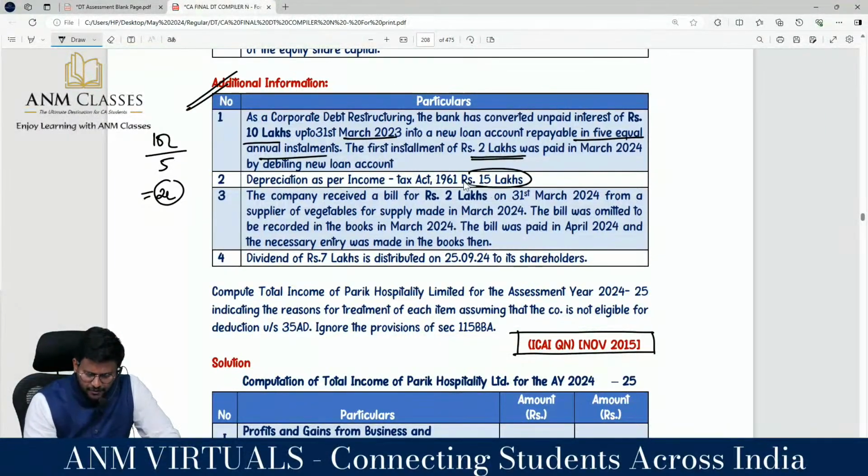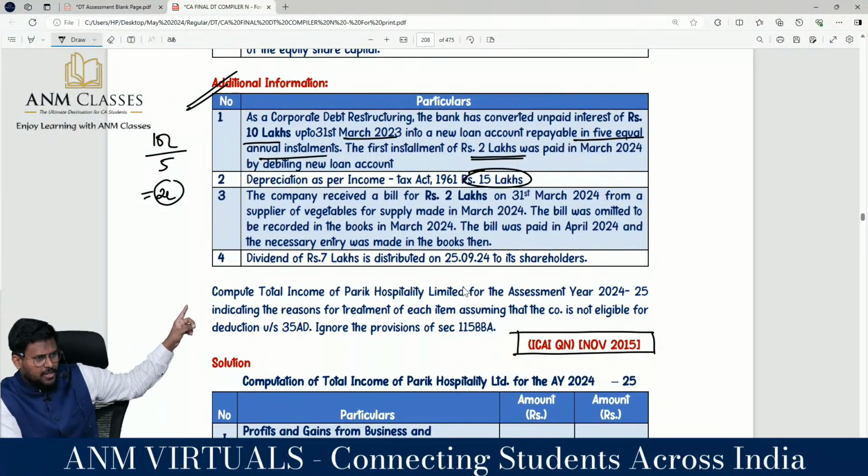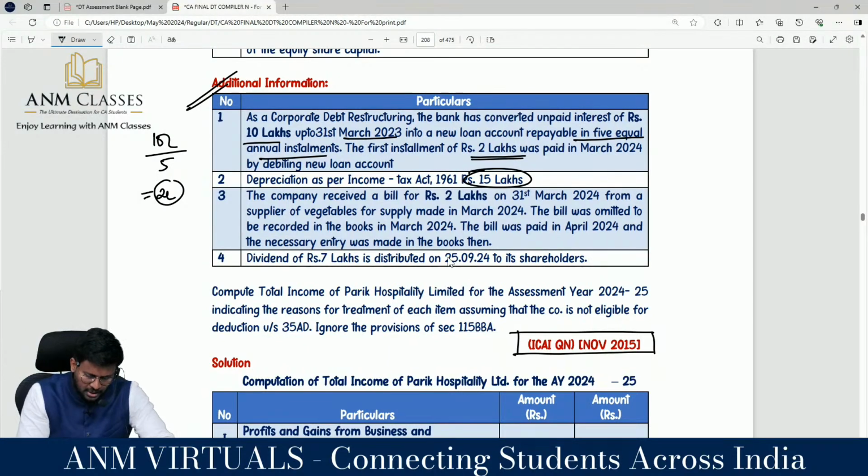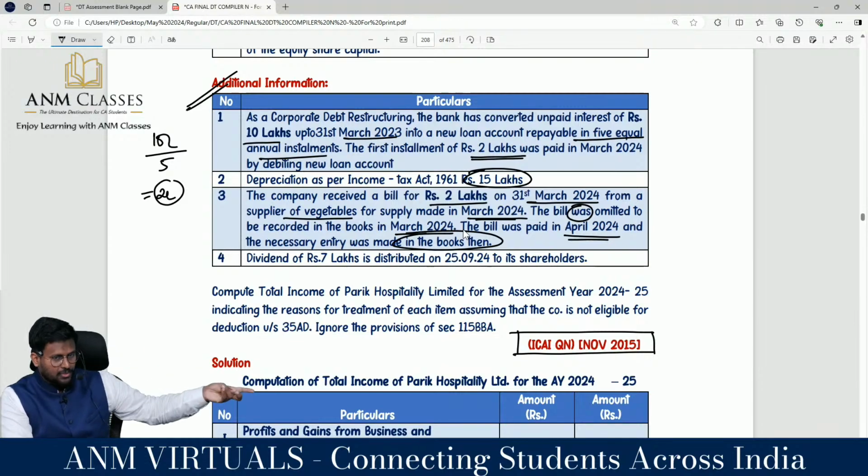Depreciation as per Income Tax Act is 15 lakhs. You have already added back the depreciation as per Companies Act. So this 15 lakhs has to be reduced. Company received a bill of 2 lakh on 31st March 2024 from a supplier of vegetables for supply made in March 2024. The bill was omitted to be recorded in the books in March 2024. The bill was paid in April 2024 and the necessary entry was made in the books then.